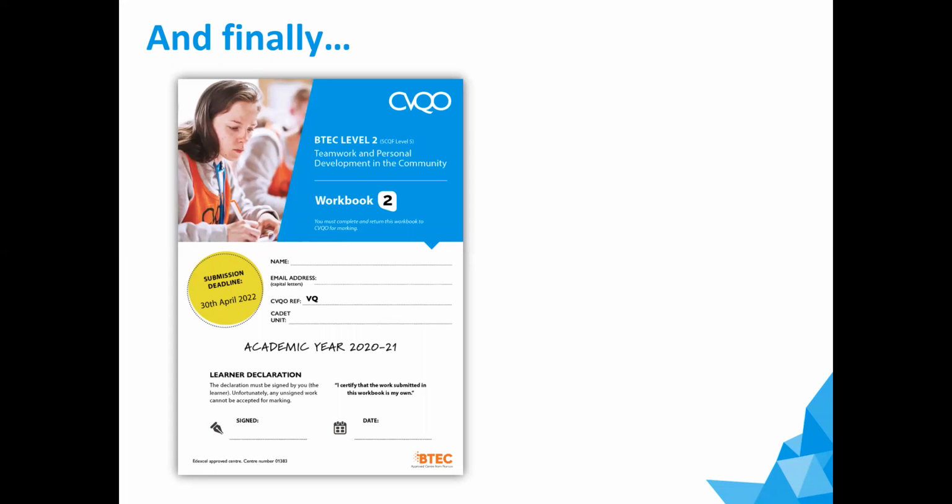And finally, once you've completed the 4 tasks, your workbook will be ready to be submitted for marking. 2 final points from me regarding the workbook would be, firstly, to double check your work and ensure that you have answered each question in full before it is submitted. And secondly, to ensure that you complete the front page of the workbook in full, including your name, email address, CVQO reference number, and cadet unit, and that you sign and date the learner declaration. Having this information completed is key, as it will help us to process your workbook as quickly as possible once we receive it.